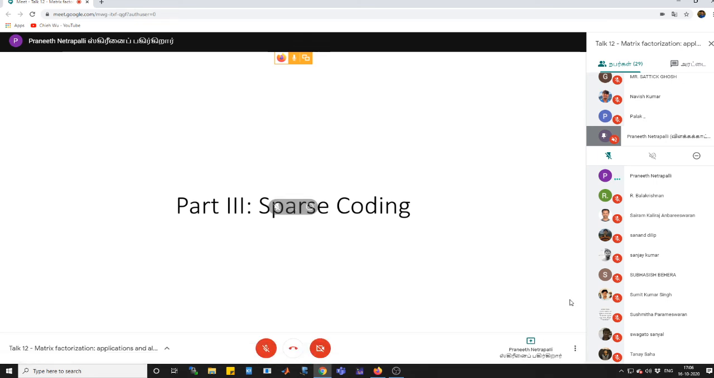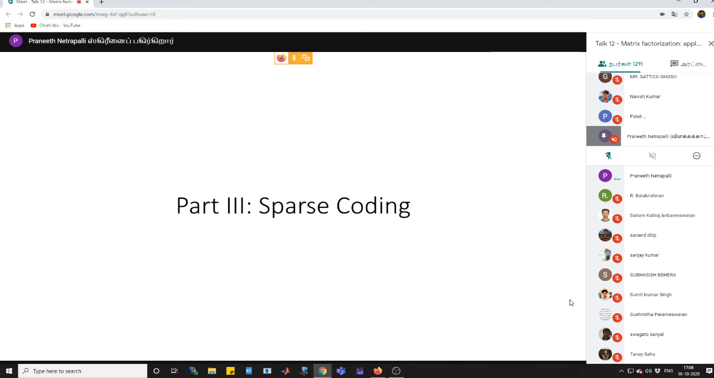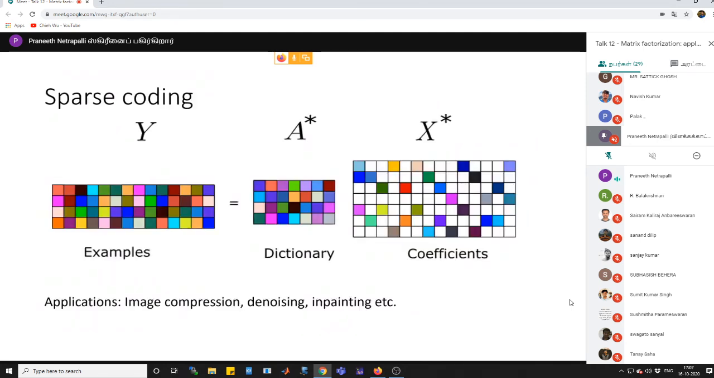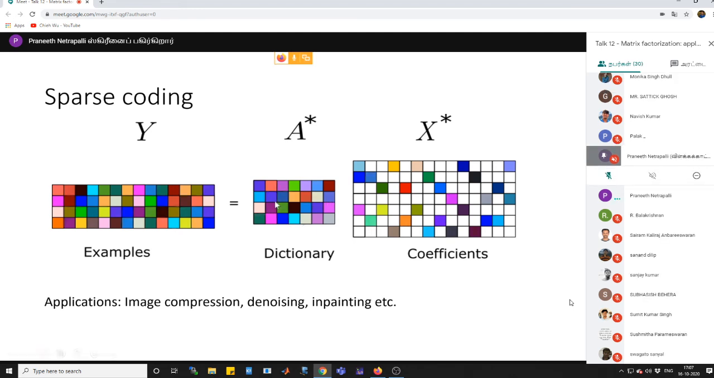So let me now talk about the third and final part, which is about sparse coding. The sparse coding problem is as follows. You are given a matrix Y, where each column again corresponds to an example, let's say an image. You want to decompose this as a product A star times X star, where each column of X star is sparse. What this means is that each column here can be represented as a linear combination of very few columns in this matrix. In general, this is called a dictionary, and this is called the coefficient matrix.